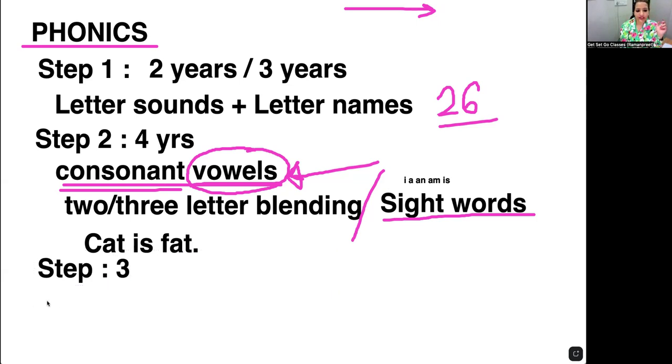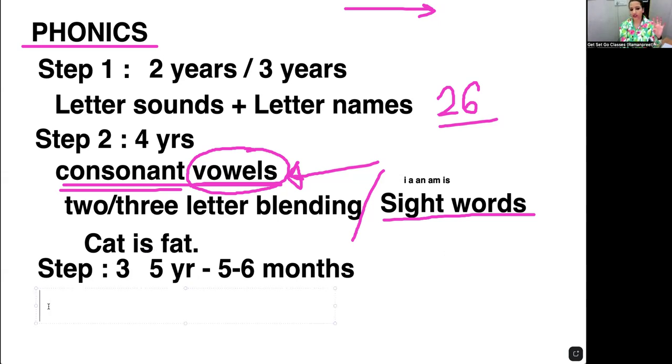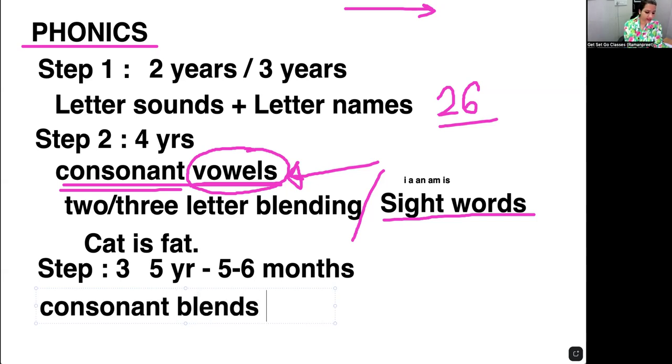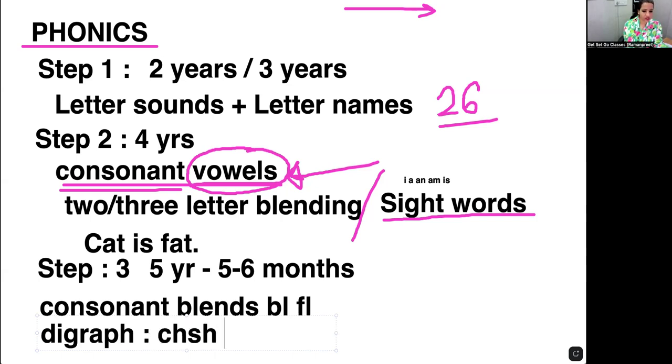What is step number 3? Step number 3 can be started with a 5-year-old child, and this should take about 5 to 6 months. Okay. Now, what you do in step 3 is you either start teaching them the consonant blends or digraphs. Choice is yours. Consonant blends, I hope you know what consonant blends are. Sounds like bl, fl, and so on. And the digraph sounds like CH, SH, those sounds.